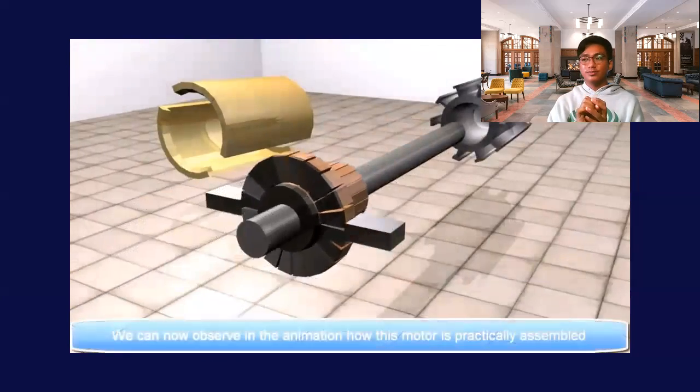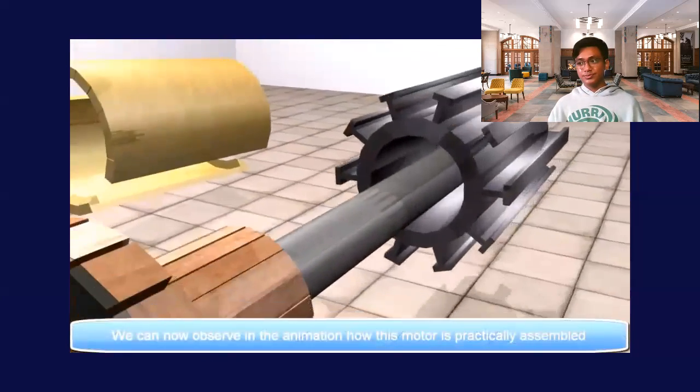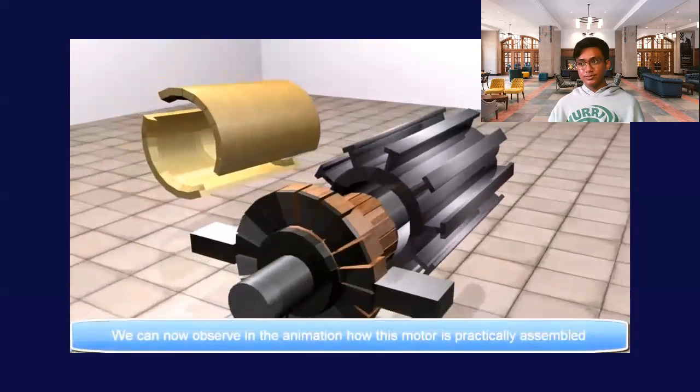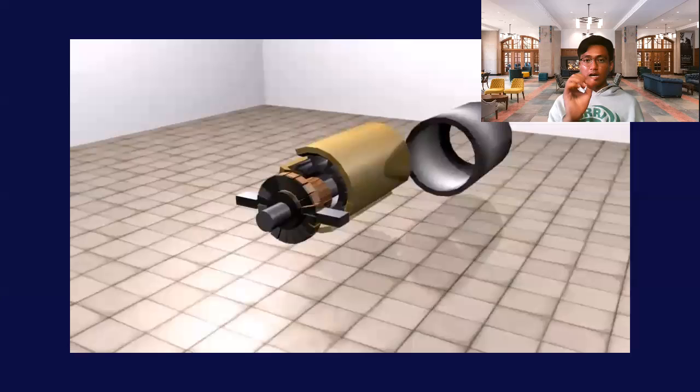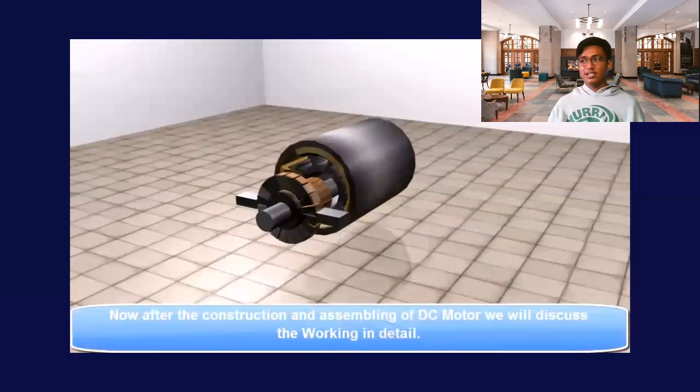We can now observe in the animation how this motor is practically assembled. So this is how a DC motor is assembled, whether it's small or big. So this is basically the construction and design of the DC motor. Now, after the assembly of the DC motor, we will discuss the working in detail.